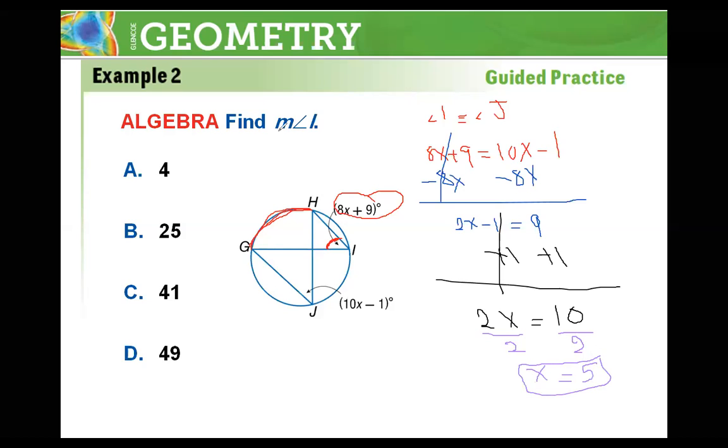He asked me about the measure of angle I. I equals what? 8x plus 9, and x equals 5. So 8 multiplied by 5 plus 9. 8 times 5 equals 40. 40 plus 9 equals 49.